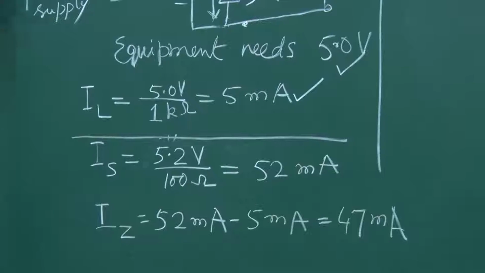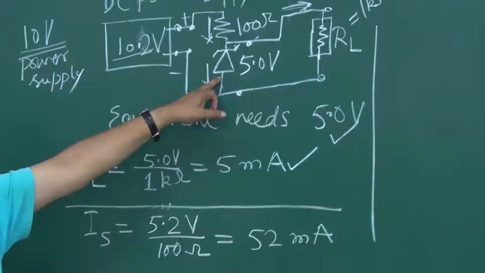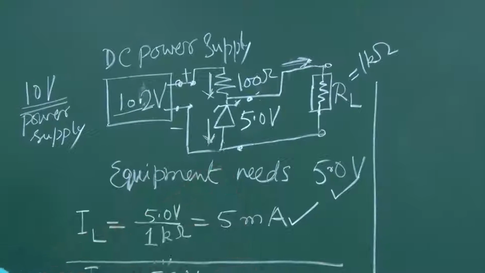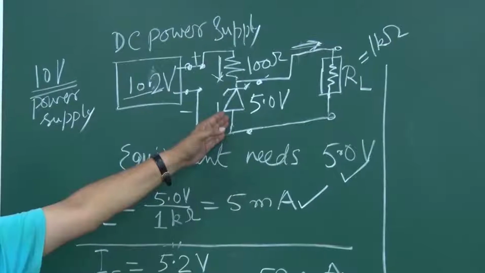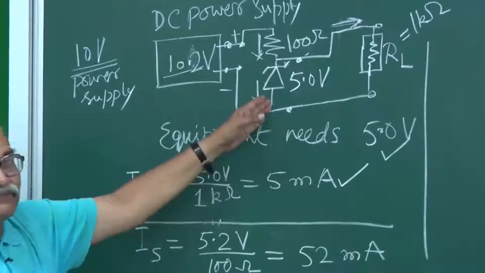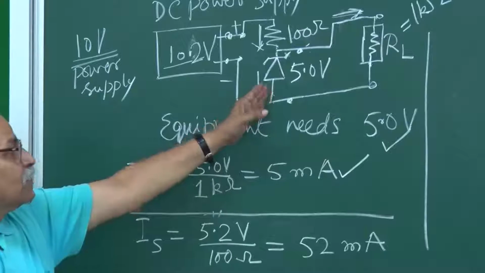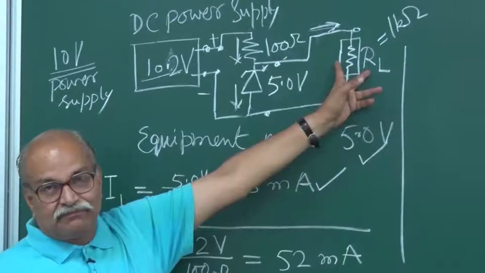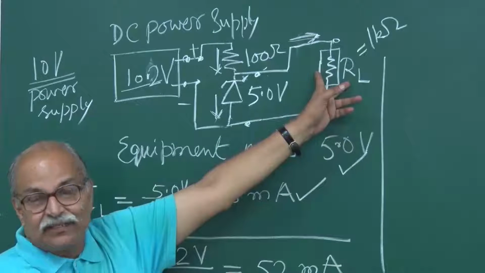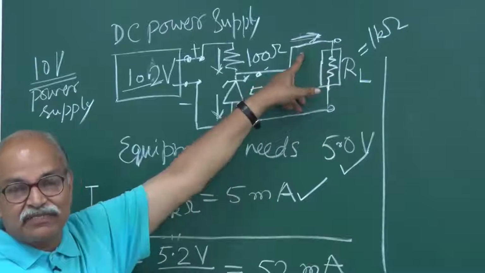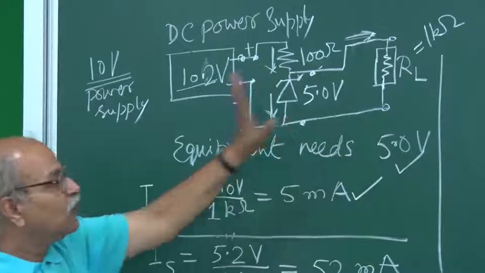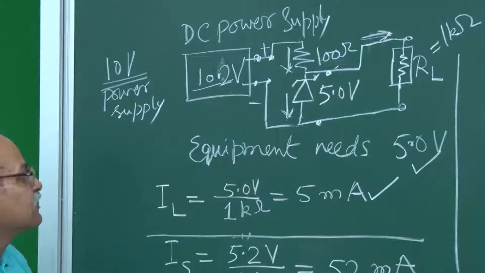So you see the current through the zener has changed. In the previous case, when it was 10.0, this current we calculated as 45 milliampere. Now the voltage has fluctuated and this current has changed. From 45, this has become 47. But my equipment, my appliance, this load resistance, has no effect on that. It is getting a regulated power supply, 5 milliampere current is going through this. So this is how a voltage regulator is made.